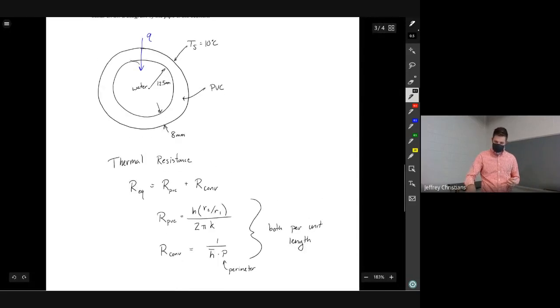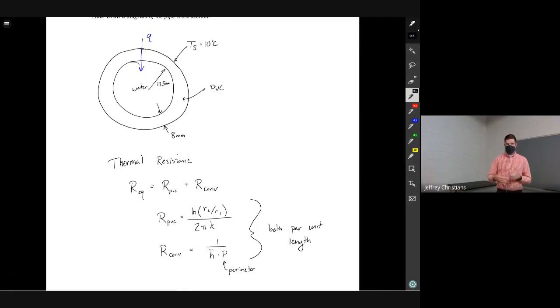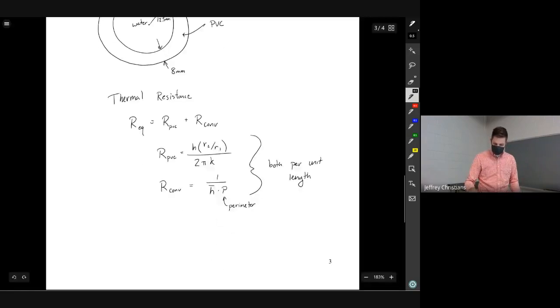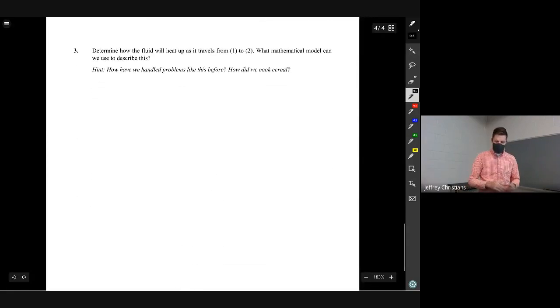Okay, so we have an idea of what's happening inside the pipe with convection. We have an idea of how heat moves from the soil into the pipe, or into the fluid, into the water. And then the last step is to figure out how the fluid's going to heat up as it travels. This part is a little bit harder to just come up with, I think, than the other ones. But if we think about it, the fluid's coming into the system at 0 degrees. It's going to be heating up.